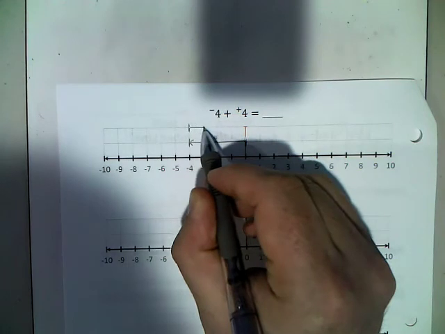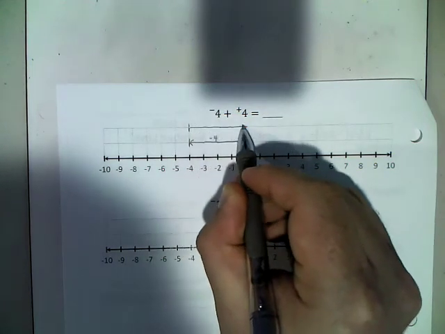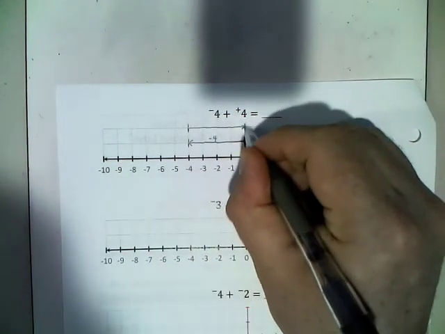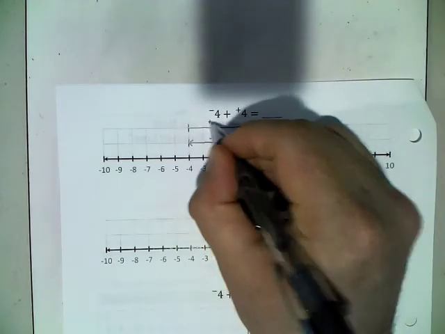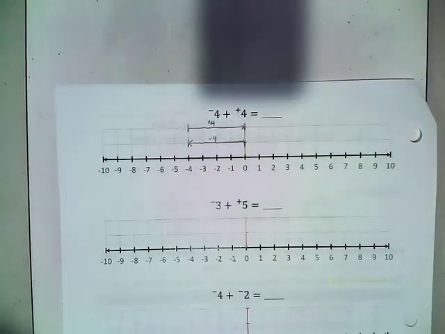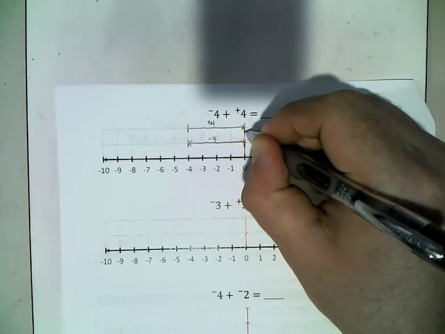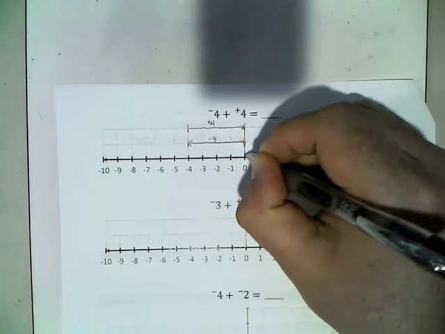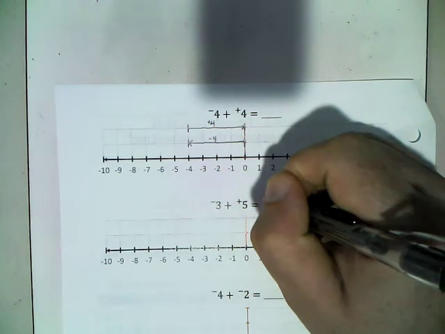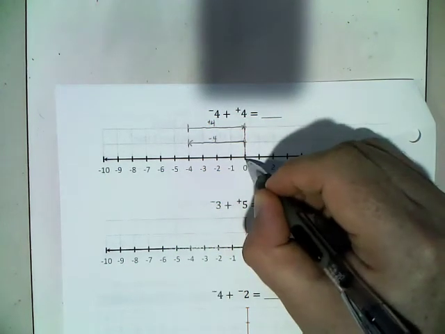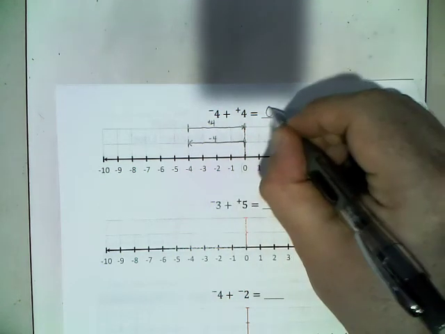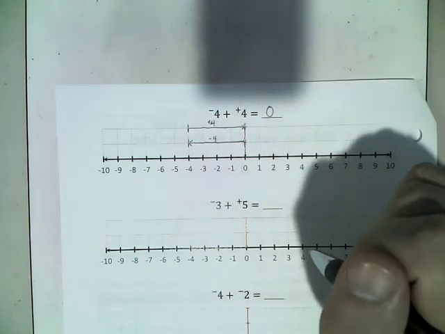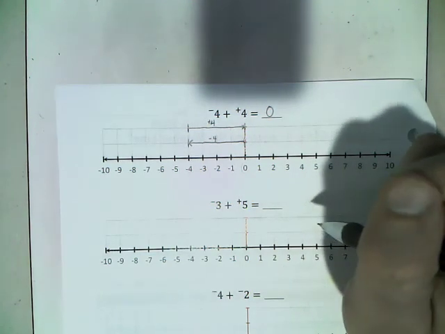So if I go 1, 2, 3, 4 units to the right, I'm going to draw my arrow, put my new tick mark in. This is my positive 4. And then it's not going to be very easy to see on this one. I'm going to draw a dashed line down to the number line, and wherever that dashed line hits the number line, that is my answer. So my answer to this problem is 0. So -4 plus a +4 is 0.